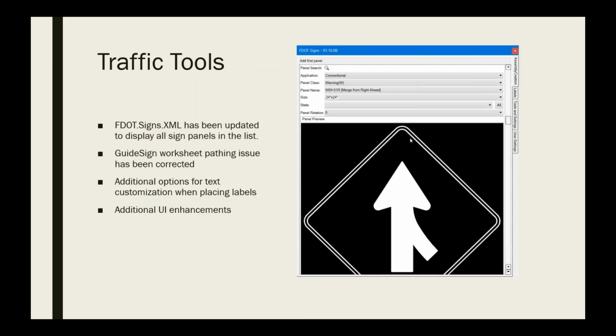You might have remembered from when I showed you the release notes that the sign tool has been updated quite a bit. The high points of this are that the FDOT sign tool now displays all of the sign panels in the list, where previously some panels were not visible. An issue with the guide sign worksheet pathing has been fixed. Additional options for text customization, font face, and other options have been added when placing labels in the sign tool. And a number of miscellaneous user interface enhancements have been added to the sign tool to improve the user experience.